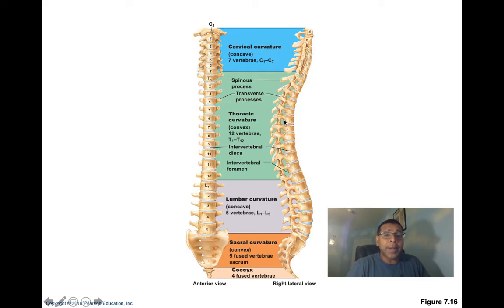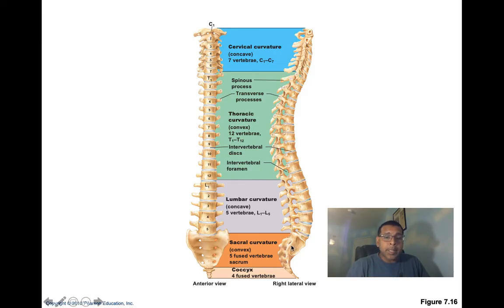Next we have our thoracic vertebra. We have 12 thoracic vertebra. They're known as the vertebra of the thoracic cage. They take on a convex curvature. Then we have lumbar vertebra, 5 vertebra of the lower back. And they take on a concave curvature.